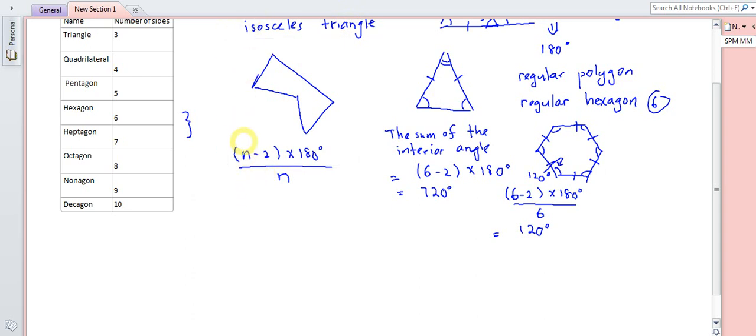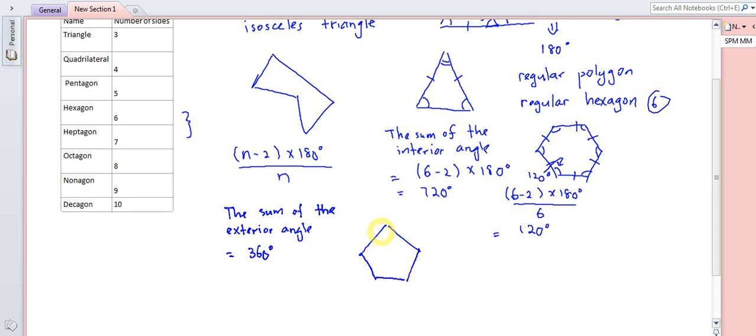Okay, so just now we learned the sum of the interior angles for a polygon. Now the sum of the exterior angles of a polygon. This one you don't have to calculate, because it will always be equal to 360 degrees, right? So if I extend this line, okay, let me draw another regular polygon. How about I draw a regular pentagon? 2, 3, 4, 5, right? So the interior angles will be this. These are the interior angles.